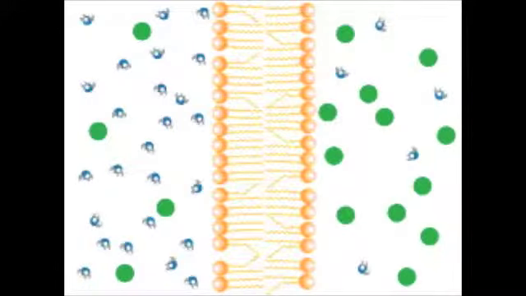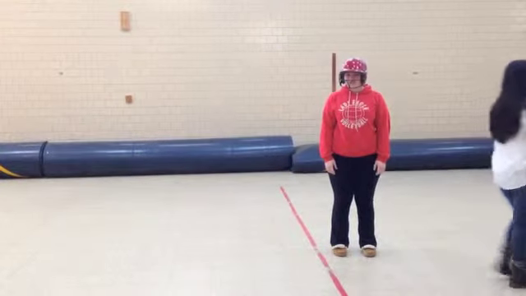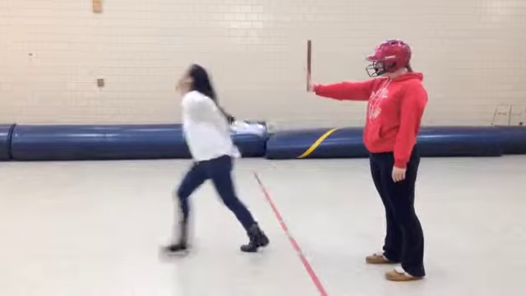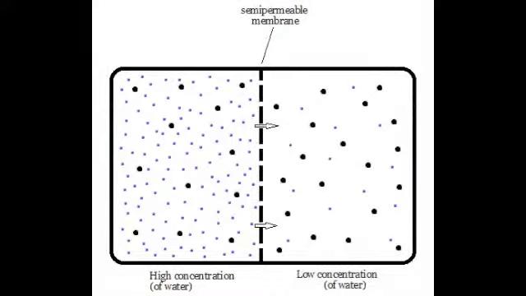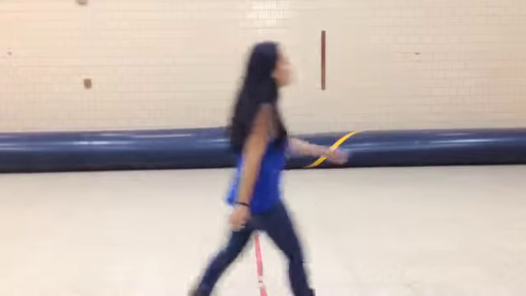The cell membrane is selectively permeable, which means the membrane allows some substances to cross it more easily than others. A specific kind of diffusion, osmosis, is when water is transported through the membrane.